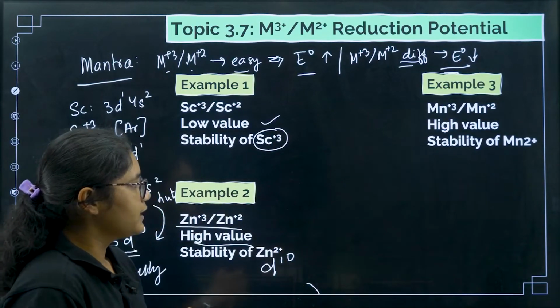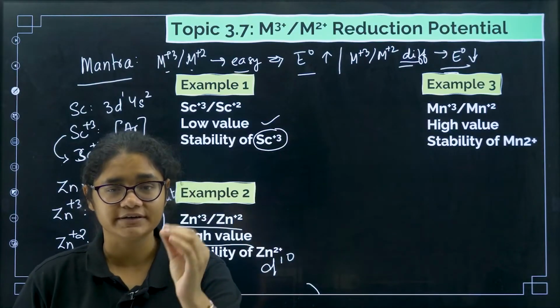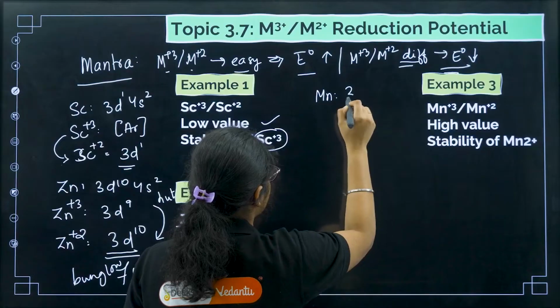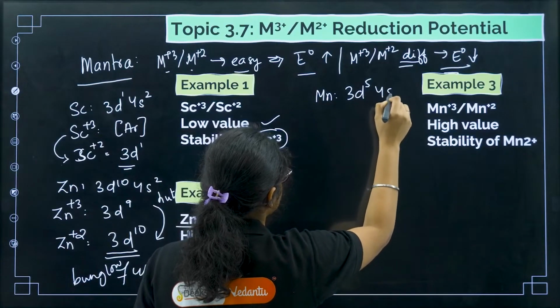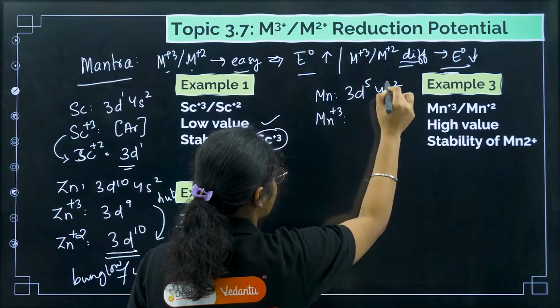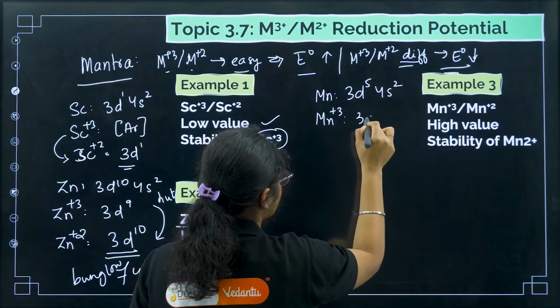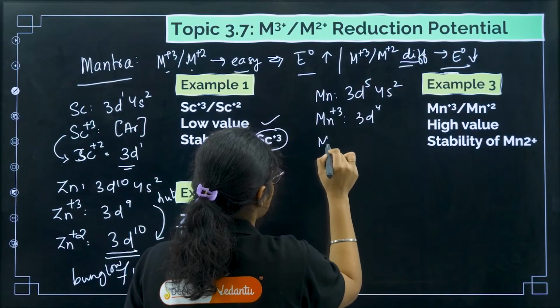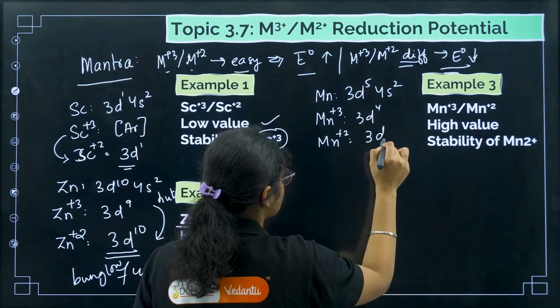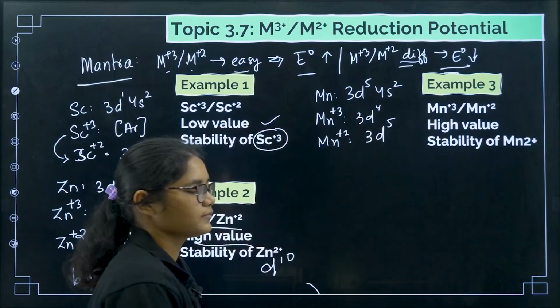Now coming to the next one, Mn plus 3 to Mn plus 2. Now see, what is the manganese electronic configuration? 3d5 4s2. Mn plus 3 means three electrons you will remove: two electrons from 4s, one electron from 3d, so 3d4. Mn plus 2 is what? Two electrons you will remove from 4s, so it is 3d5, right?